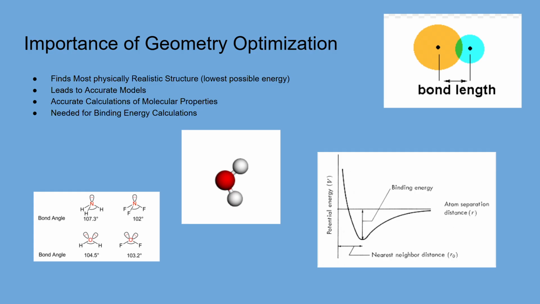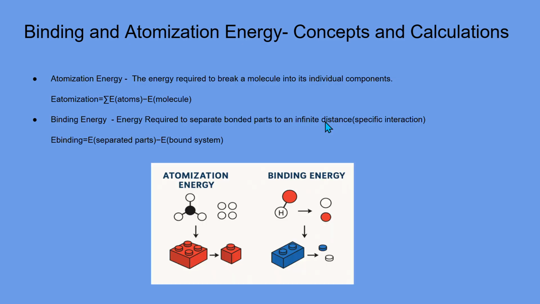This step matters because if the structure isn't stable, everything that comes after would be inaccurate. Optimized structures make sure our binding energy and stability calculations reflect reality. Without it, we'd be comparing unrealistic shapes or distorted molecules.